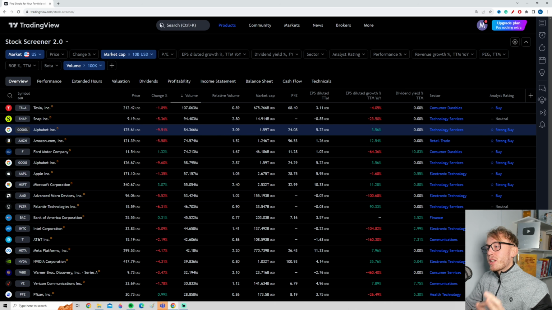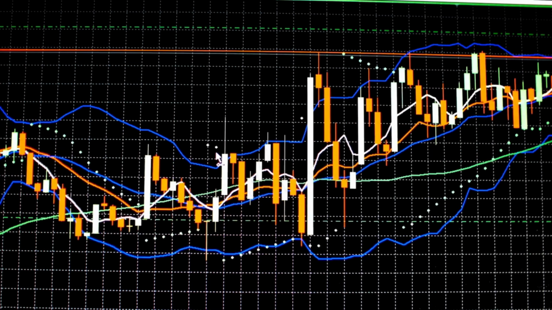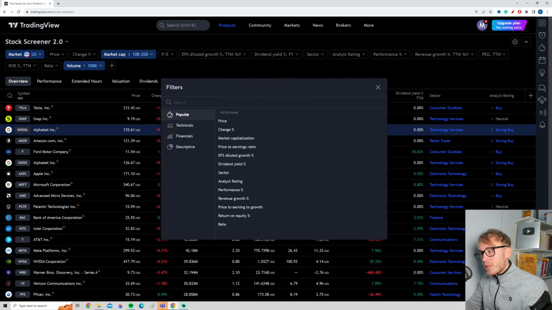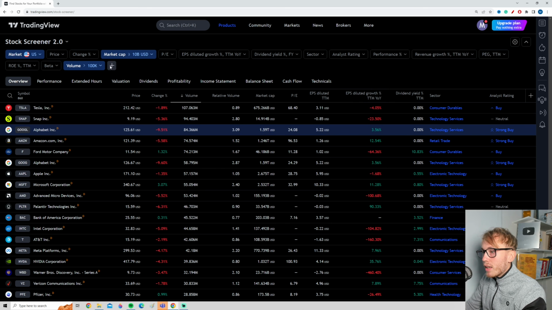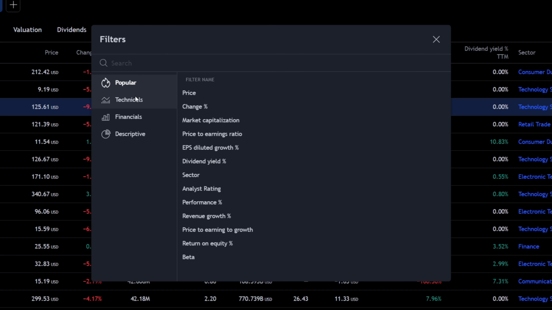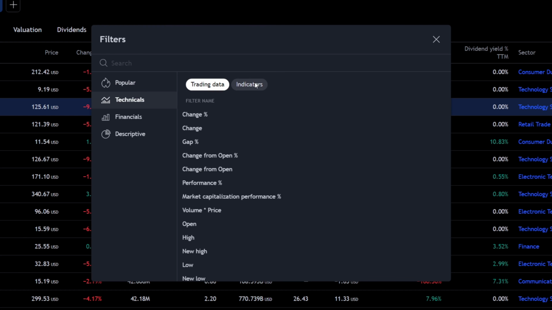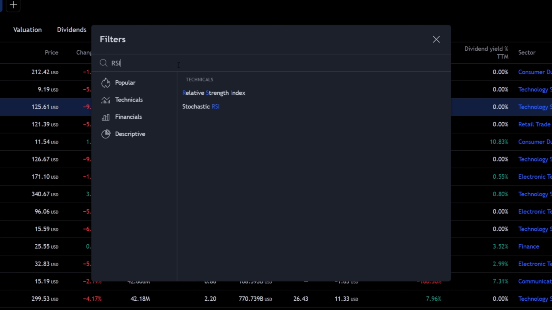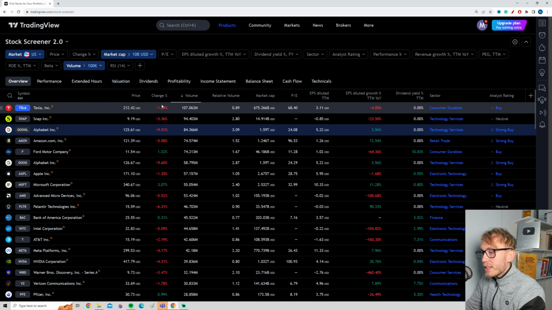But now guys, let's take a look at something I think many of you are super interested in, and that is of course technical analysis. We can actually use this tool to filter on different technical analysis tools. So we can press on this plus sign, go down to technicals, and press the indicators tab. Here we can filter out stocks based on indicators. Let's, for example, say that we want to use the RSI indicator. We can simply search for RSI and open up the RSI indicator.